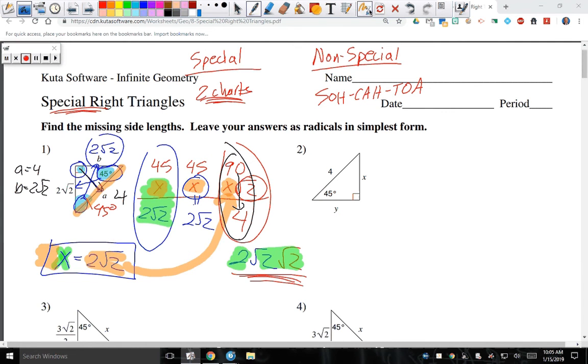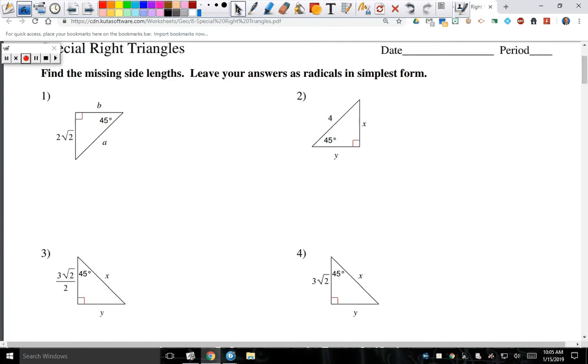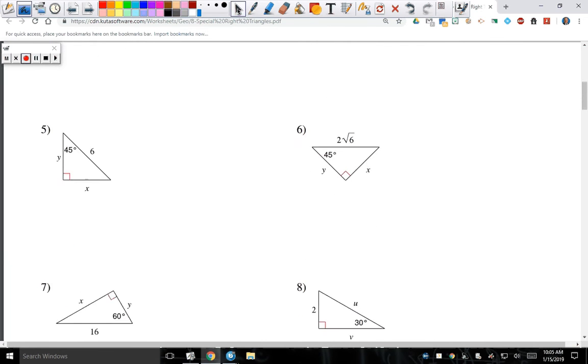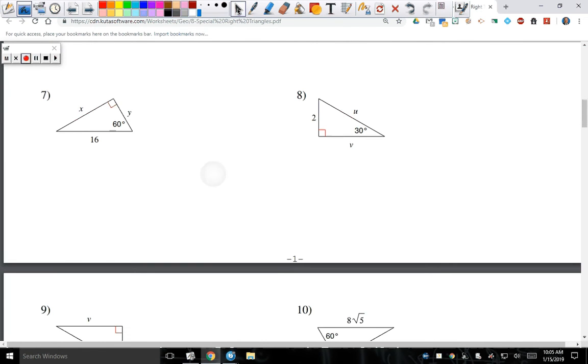Okay, let's do one where it's not 45, 45, 90. Let's do one where it is 30, 60, 90. So this is also a special right triangle because it's a 30, 60, 90 triangle. Okay, and we go straight to our chart. 30, 60, 90. Anyone? What are the x's underneath this? X, x root 3, and 2x. Okay, this is from memorization.